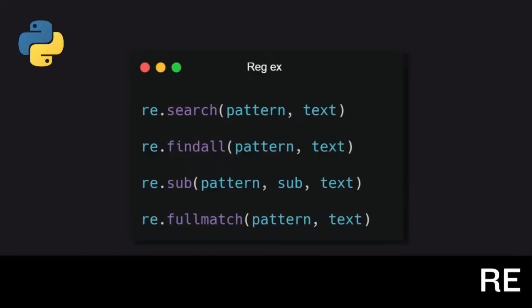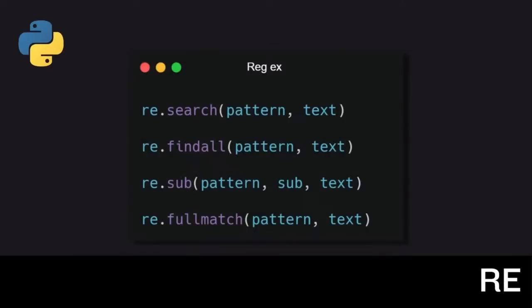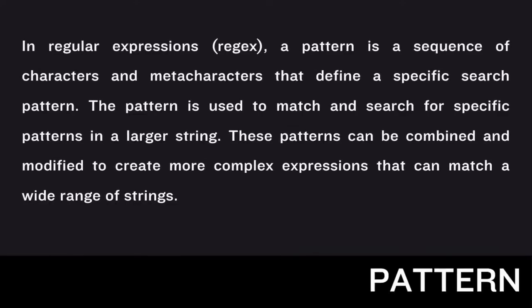In all these, the common things are the pattern and the text. First you pass a pattern, and then you pass the text you are going to search. So what is this pattern? In Python you can simply apply this, that's not an issue. But in regular expression, a pattern is a sequence of characters and meta characters that define a specific search pattern. The pattern is used to match and search for specific patterns in a larger string, and these patterns can be combined and modified to create more complex expressions that can match a wide range of strings.